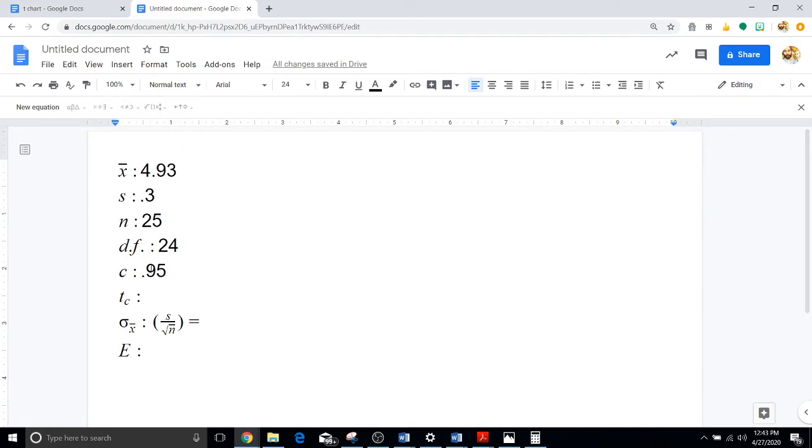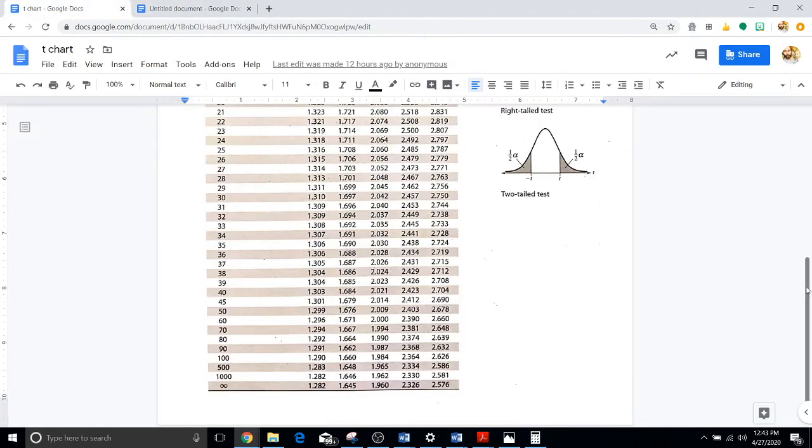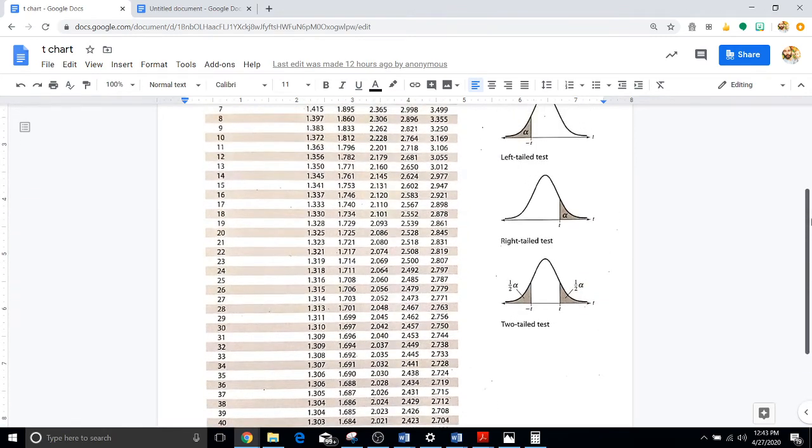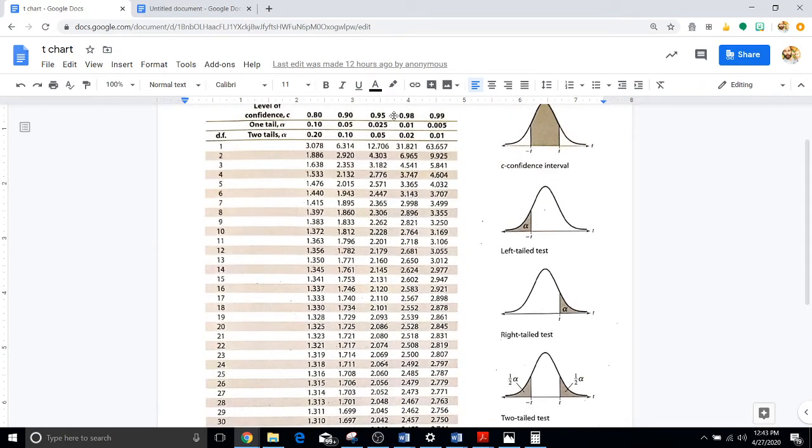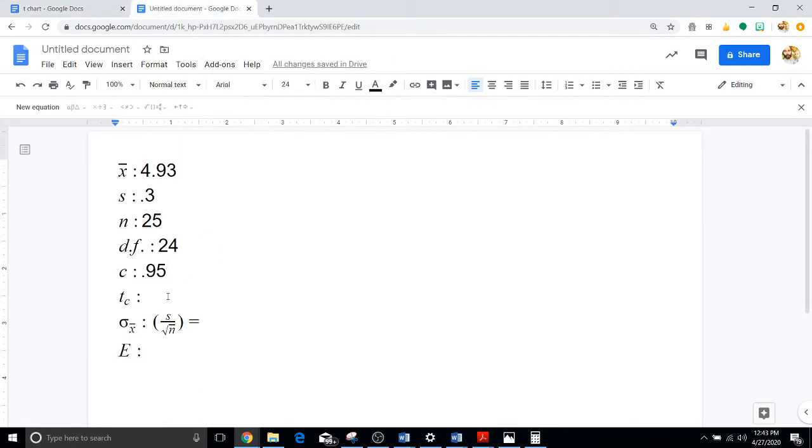We need 95% meets 24. So here's our T chart. We're going to find 95% at the very top. Looks like it's the 1, 2, 3rd column. We'll just follow that down until we find 24. 24 meets 95 at 2.064. So 2.064. Excellent.